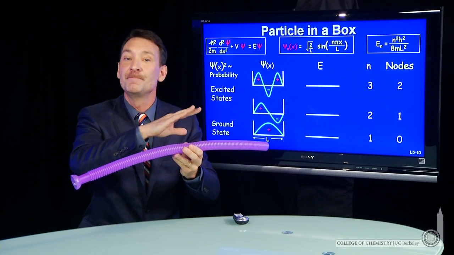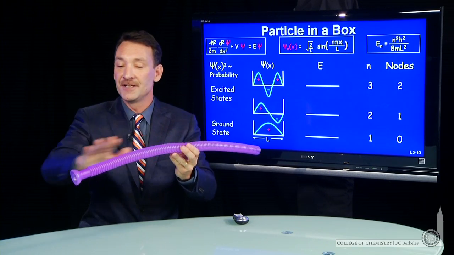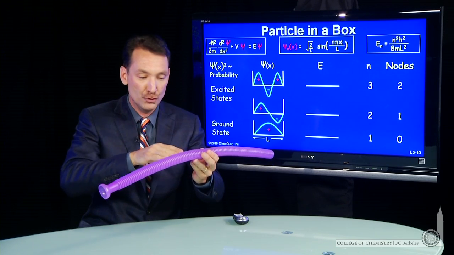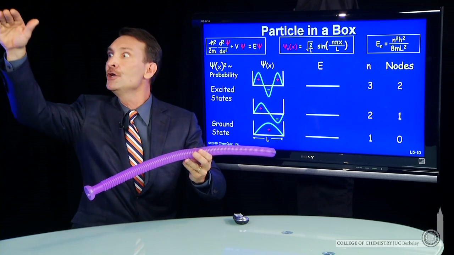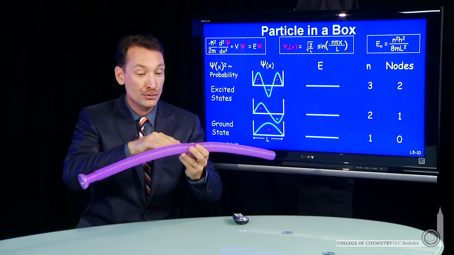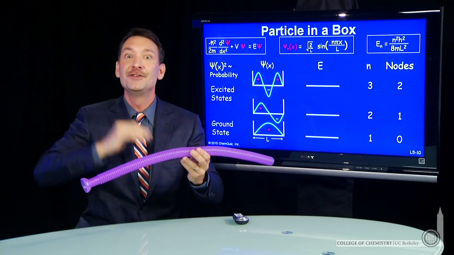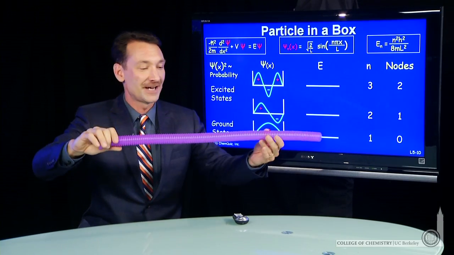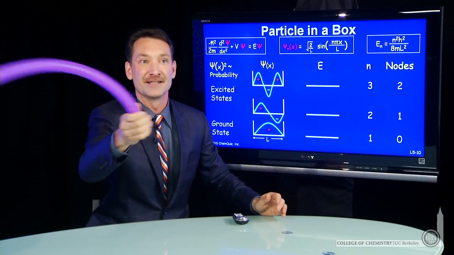When we figure the sounds that fit in this tube, we won't hear continuous sounds. We won't hear continuous wavelengths. We'll have two individual wavelengths that fit in this tube. Let's actually demonstrate that. I'll try to spin this and you guys can listen.